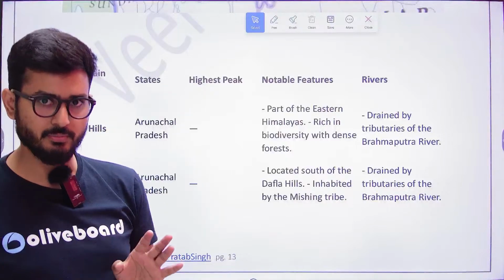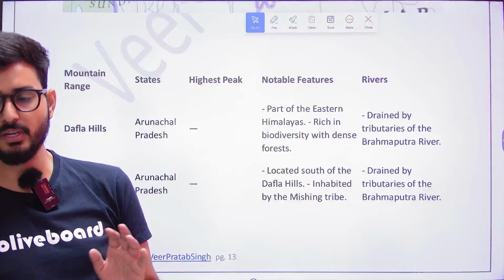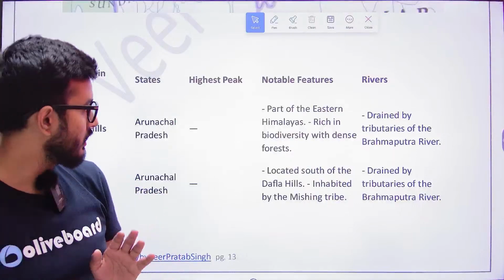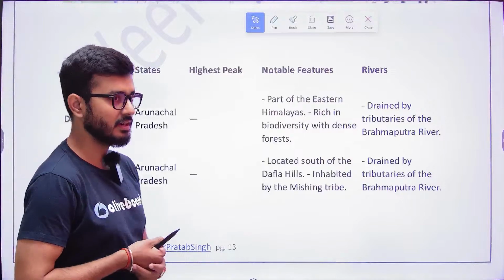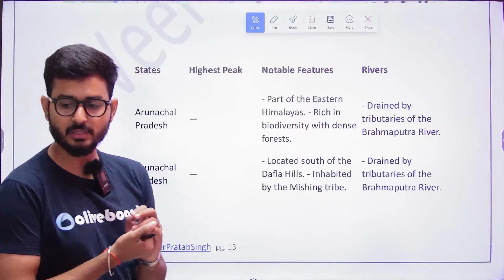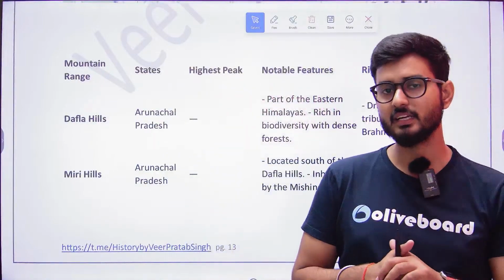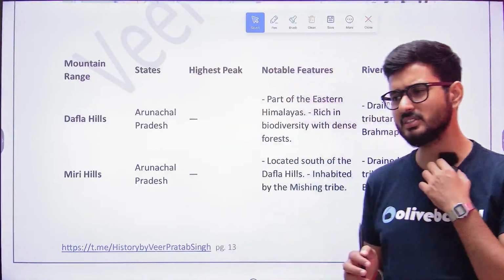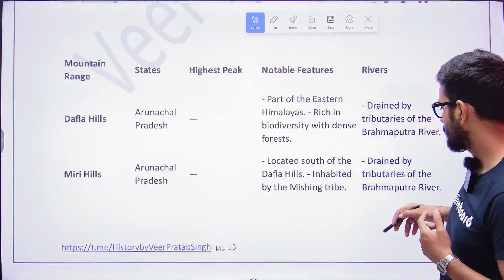Examination will ask you from which of the mountain ranges these particular rivers are going to pass. For example, near the Dafla, it is drained by the tributaries of Brahmaputra. Now which tributaries are there? It is mentioned in the map. I did not make it very detailed, because it would have been a lot of factual data there. So that is one thing.